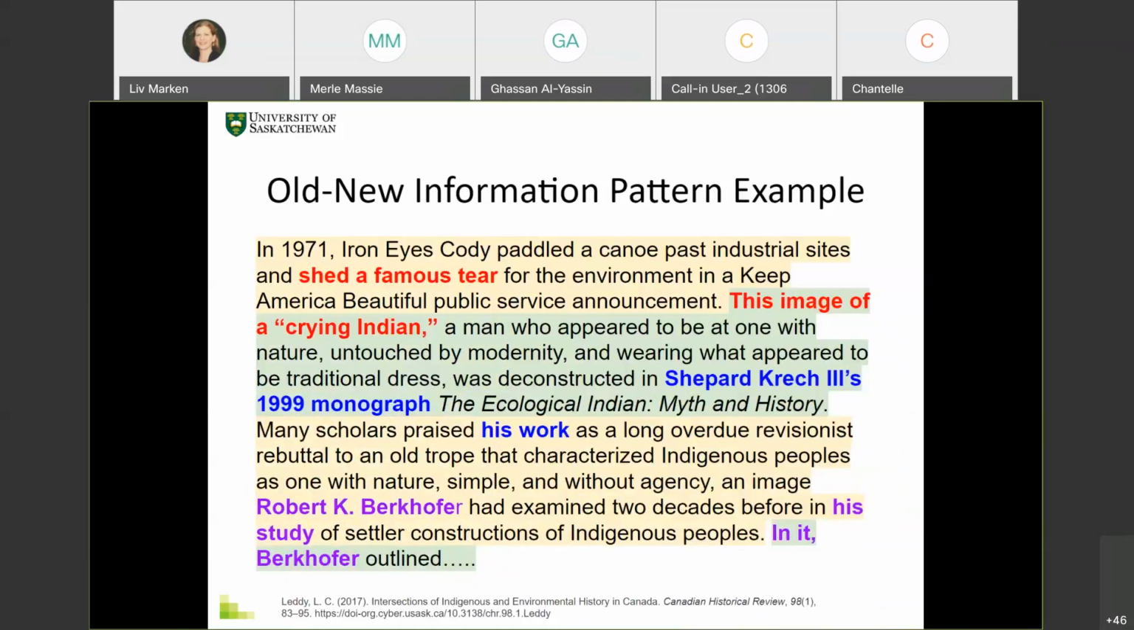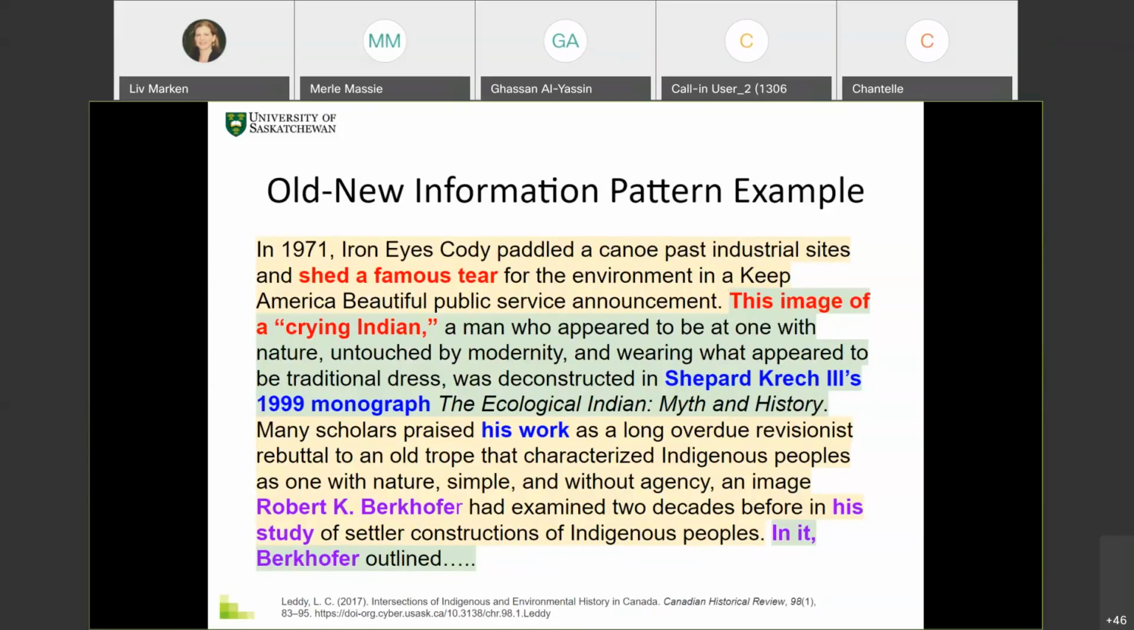Here's an example from a history paper, because we tend to focus quite a bit on sciences and social sciences. Here's an example I found from a paper where there's really nice transition work done, where that old new information pattern is done really beautifully. So you can use synonyms or other ways of explaining what you've done. For example, in red, it says shed a famous tear, and in the next sentence, the old information is the image of a crying Indian. And at the end of that sentence, you have somebody's monograph mentioned. And then at the beginning of the next sentence, the words his work are used. And at the end of that sentence, another work is introduced. And we have the words in it, and then that person's name mentioned in the beginning of the next sentence.